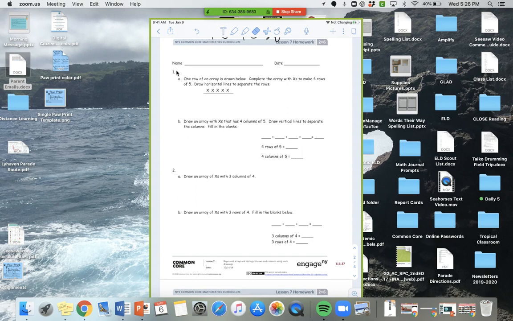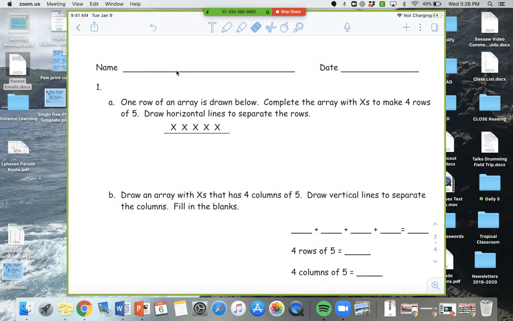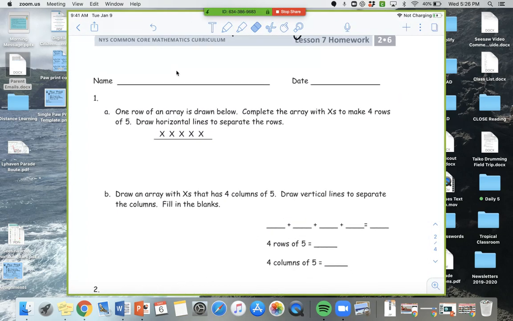You're going to be drawing arrays, okay? You need to make sure that you read each question very carefully. So let's look at question number 1. One row of an array is drawn below. Complete the array with x's to make 4 rows of 5. So we already have 1 row, so I just need to add on 3 more to make a total of 4.